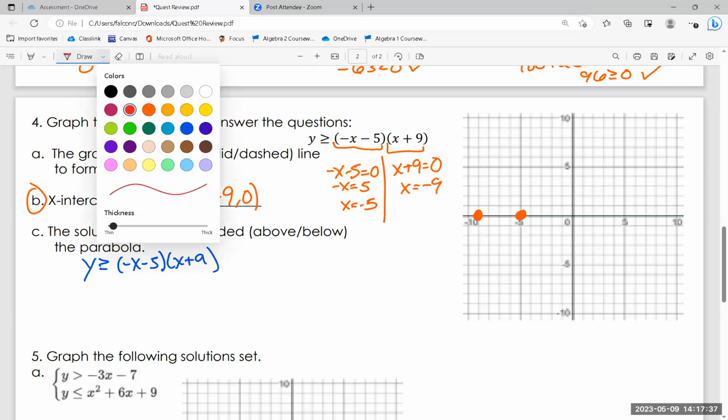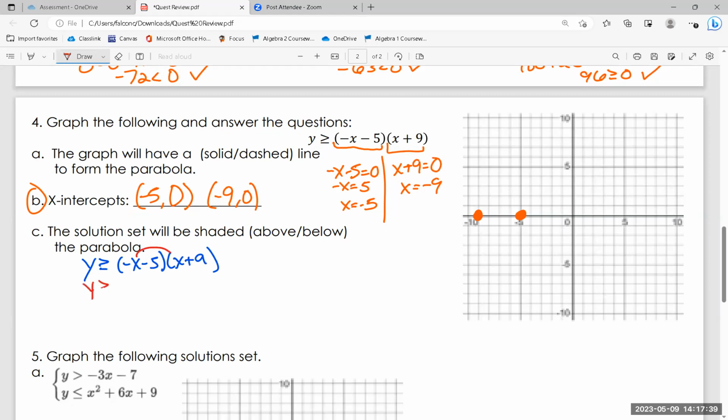So let's FOIL. So okay, so -x times x is -x squared. -x times 9 is -9x. -5 times x is -5x. -9 times -5 is -45. So that would leave us with -9x minus 5x would be -14x minus 45.